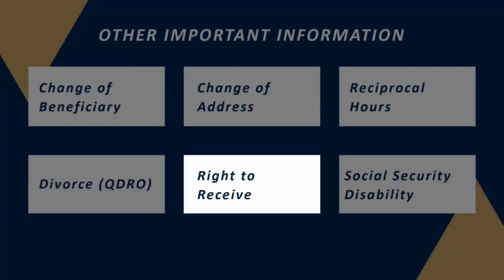The right to receive form: every year after you retire, we're going to mail you what's called a right to receive form. This is basically just verifying that you are not violating any of the rules of the pension plan. So you complete that and send it back. Failure to do so could stop your pension. We usually mail it out every December, January. Very simple. You complete it, send it back.